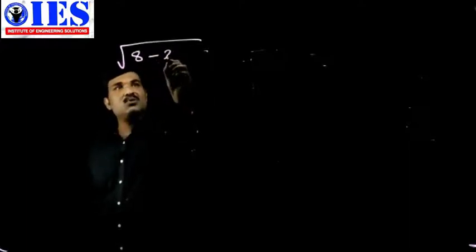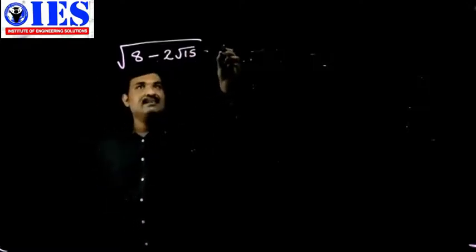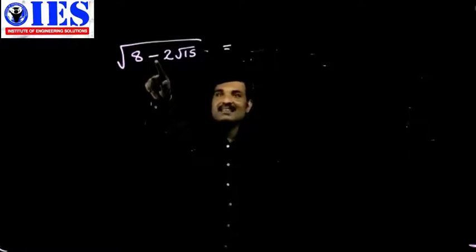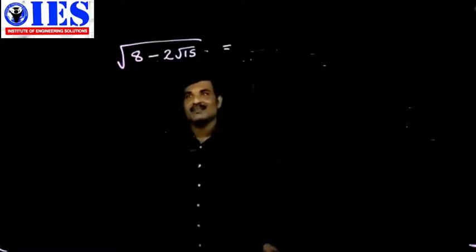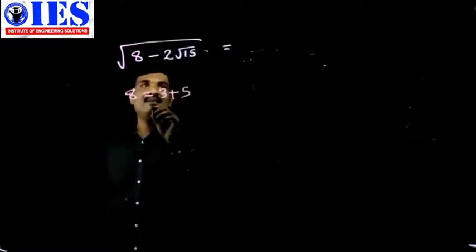Now, look at this problem: square root of 8 minus 2 times square root of 15. Here, the operation is subtraction. And again, the second term is multiplied by 2. Here also, we need to find two numbers. We can write 8 as 3 plus 5, and 15 as 3 into 5, right?